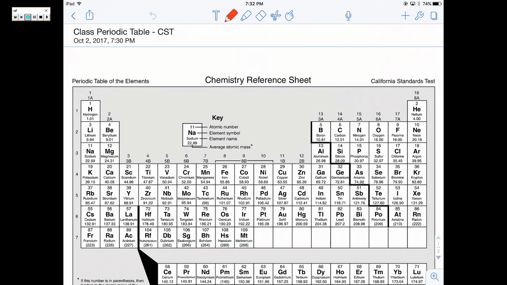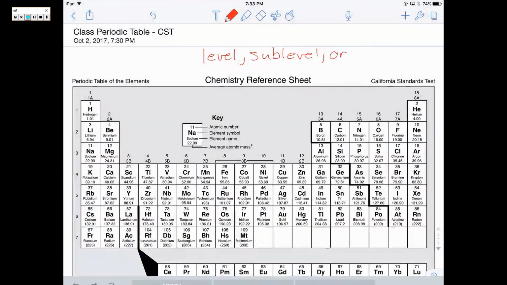When we talk about electrons, we care about a couple things. We care about what level the electrons are in. We care about within that level what sublevel. And within that sublevel, for the orbital diagram, we care about what orbital. Sorry, handwriting's a little tough. I'm writing on my iPad.